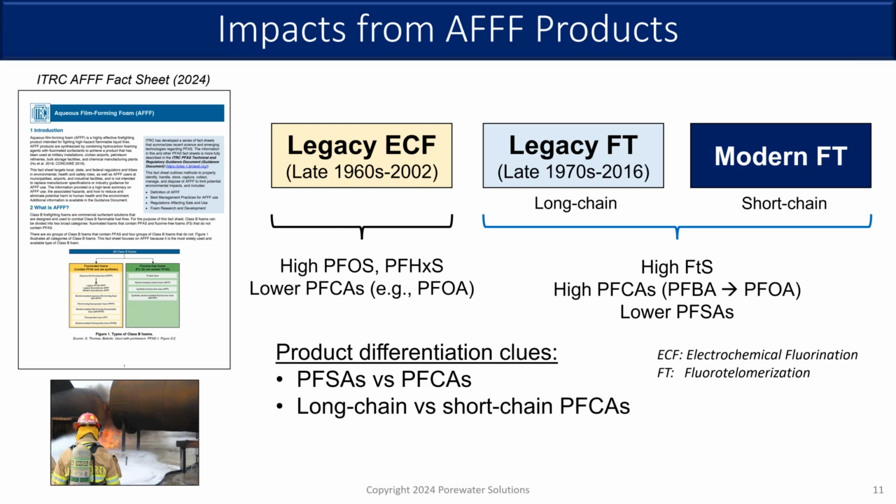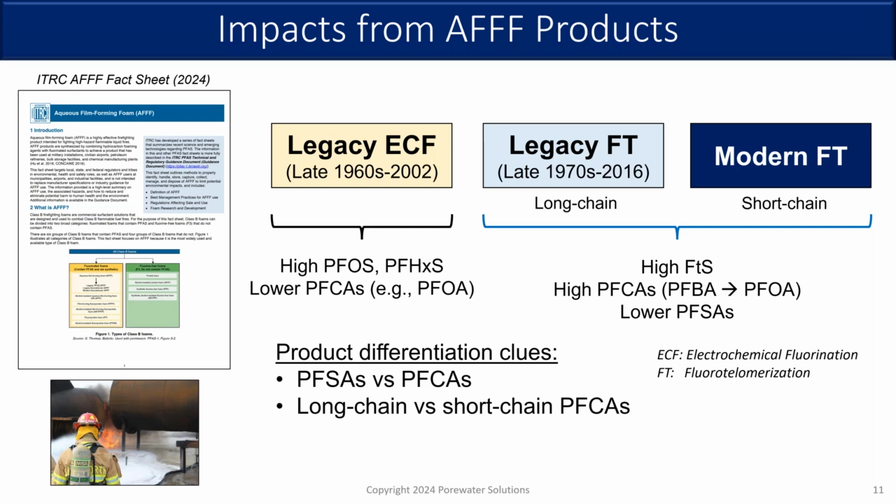And there's two types of FT products. There's the legacy product, which tended to have impacts that are predominantly long chain PFAS, like PFOA. And then there's the modern FT product, which is more of a replacement product. They stopped using the long chains at some point in time. So impacts from the modern FT AFFF tend to be more focused on short chain carboxylates.